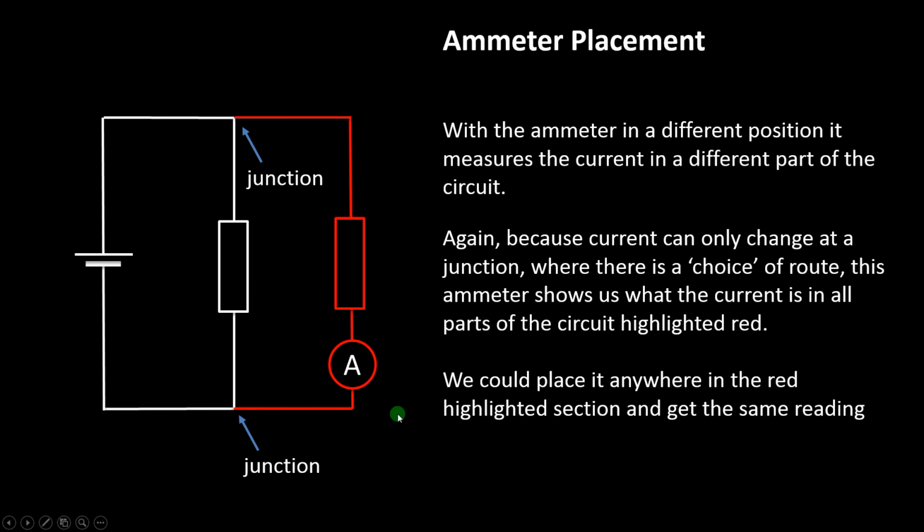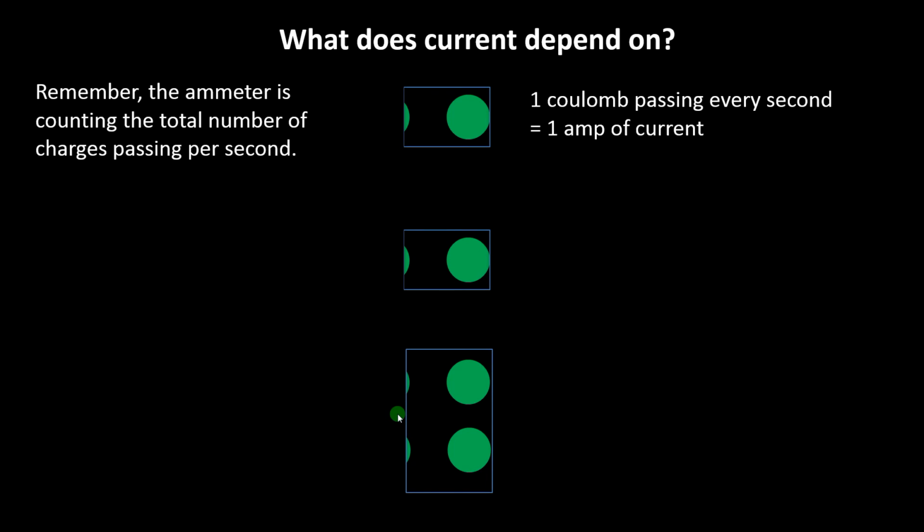So it's important to realise that mistakes are often made when looking at circuit diagrams, that people don't fully appreciate what the ammeter is going to be telling you about the current in a particular component. Okay, so that's how the placement of the ammeter affects which current it's actually looking at. And the final thing is just to think about what can actually affect the current itself.